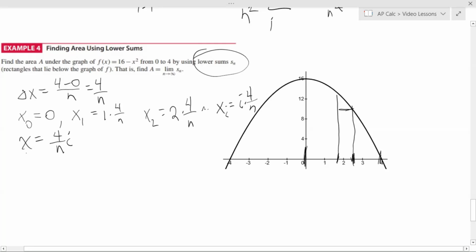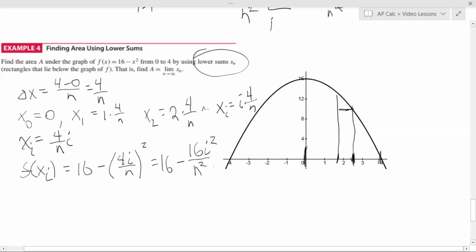So all that is telling me is that is the x value in general that I'm going to use to evaluate the function to get its height at the right endpoint of each subinterval. So I would evaluate the function at xi. So 16 minus 4i over n, squared. Okay, so this is going to be 16 minus 16i squared over n squared.